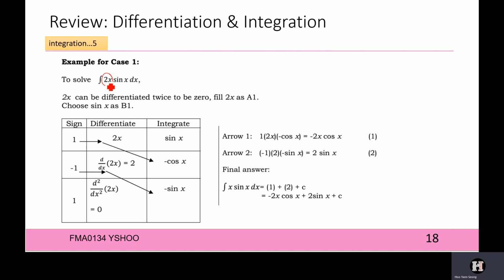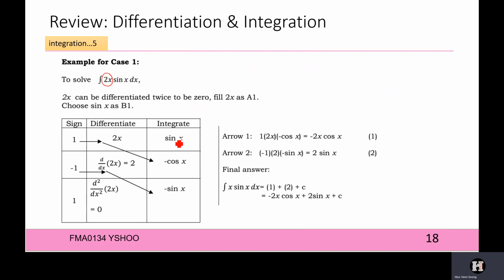Okay, so we know that 2x is the one that can become 0 after differentiating, and the sine, you cannot get to 0, so it will be the one to integrate. So what you need to do is build the table. Sine is positive, negative, positive. Then we put the one to be differentiated as 2x. So differentiating 2x is 2. Differentiating the 2 becomes 0. Over here is written as differentiating twice, so it's 0.